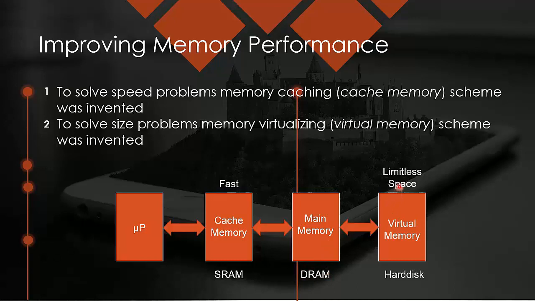And to solve the capacity, we want something like unlimited memory space. We use a scheme we call virtual memory. If cache memory is between microP and main memory, virtual memory is the one that we put on hard disk, and that is what we put beyond the main memory.